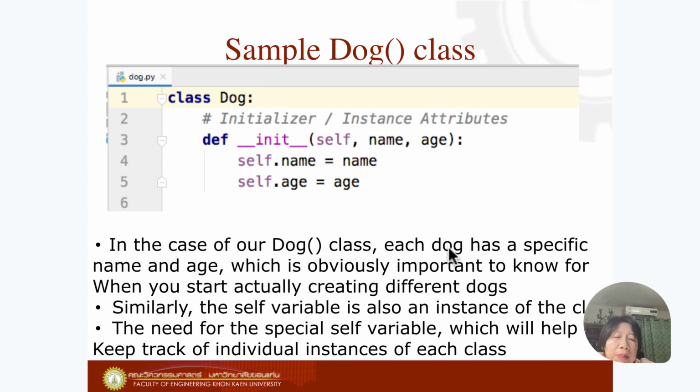In the case of the Dog class, each dog has a specific name and age, which is obviously important to know when you start actually creating different dogs. Similarly, the self variable is also an instance of the class, and the special self variable helps keep track of the value of each individual instance.